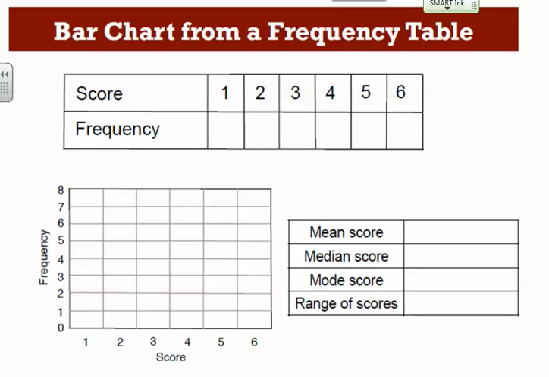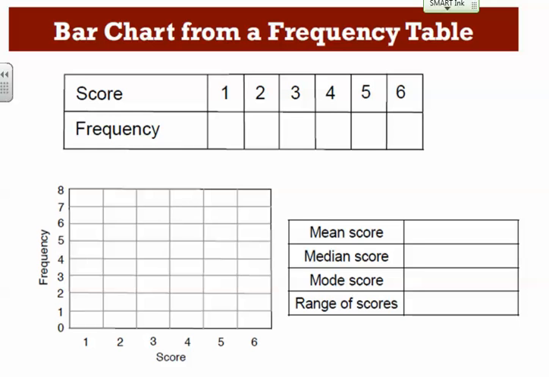Good morning. Today we're going to look at how to use a graphing calculator to find the mean, median, and mode for a data set when we're getting that data set from a frequency table. So first, let's talk a little bit about frequency tables.